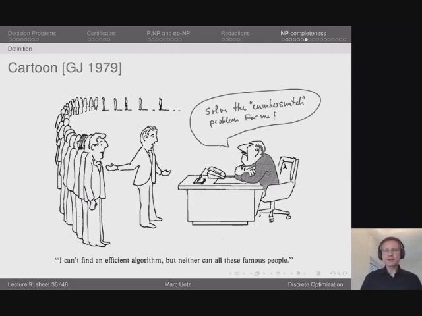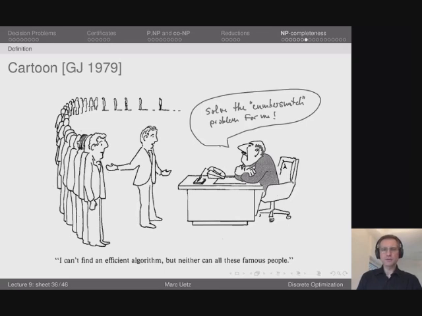So NP completeness is a justification for the inability to find efficient algorithms, but it's not the proof for the non-existence of efficient algorithms for a problem. It is a proof for the non-existence of efficient algorithms only under the assumption that P is unequal to NP. So the typical theorem that you will see in discrete optimization or discrete algorithmic optimization would be of the sort, well, this or that algorithm cannot exist unless P is equal to NP. And almost everybody believes that indeed P is unequal to NP, even though the proof is still missing.